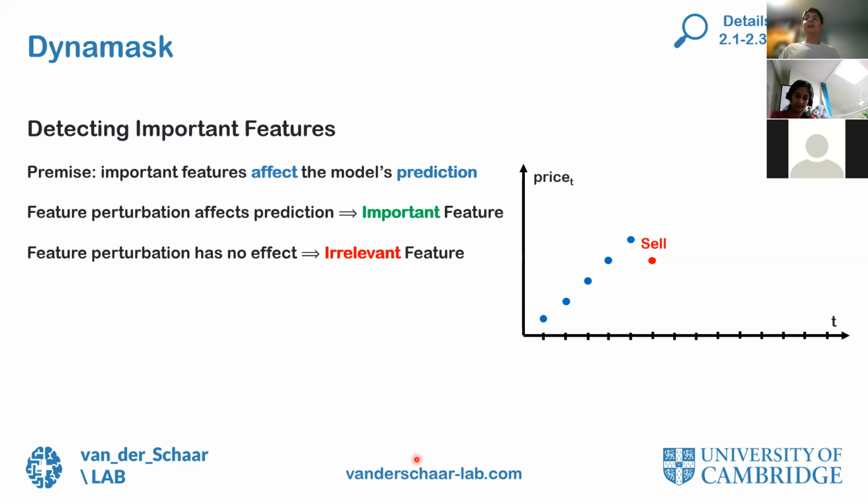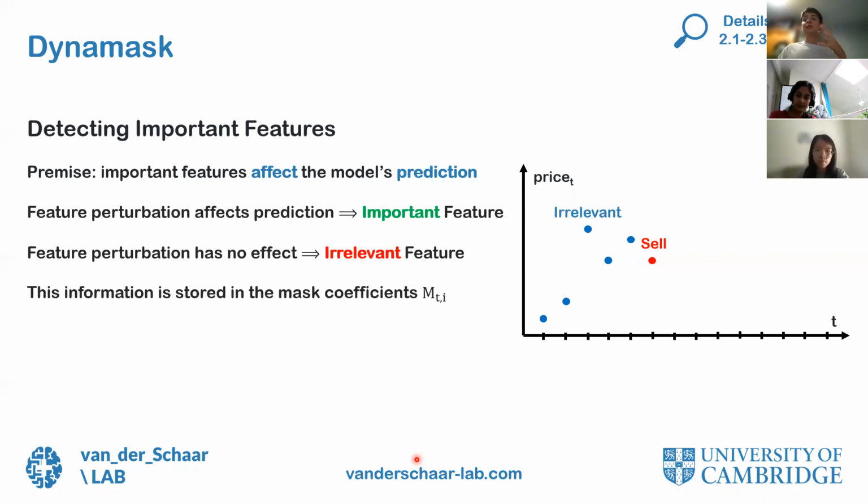On the other hand, irrelevant features don't have an effect on the model when they are perturbed. As you can see here, perturbing this other time step has absolutely no effect on the prediction, so it's probably irrelevant. As I've previously said, the information about feature importance is stored in a mask coefficient. Of course, the purpose of this perturbation scheme is to identify these mask coefficients. However, before going into that, I'm going to explain first how.